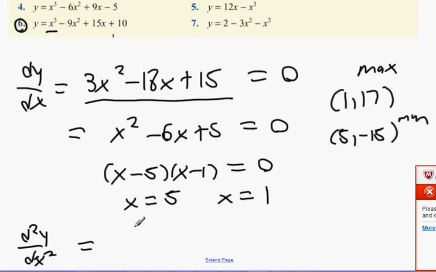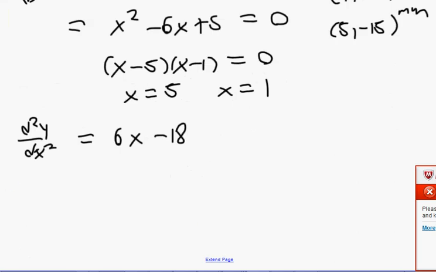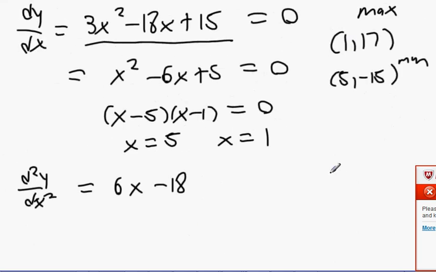What's the second derivative? 6x minus 18. Now, for the 2 points, when x equals 1, what happens? It's going to be 6 minus 18, which is minus 12. Minus 12 is less than 0. The second derivative is less than 0. That verifies it's a max.